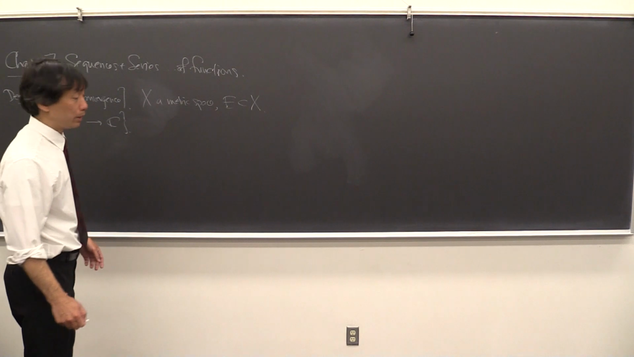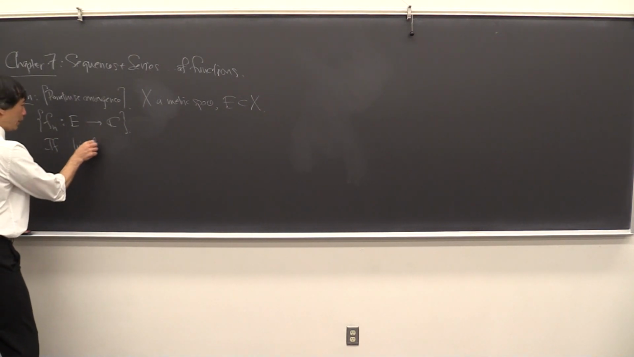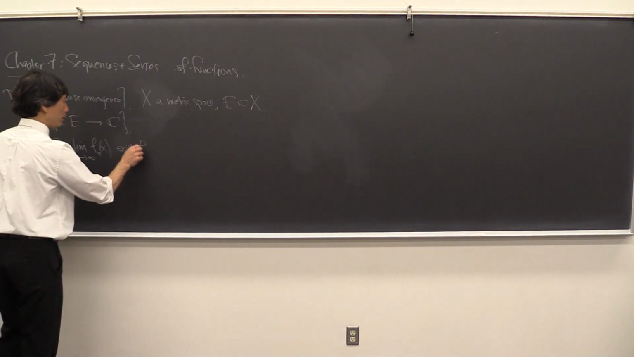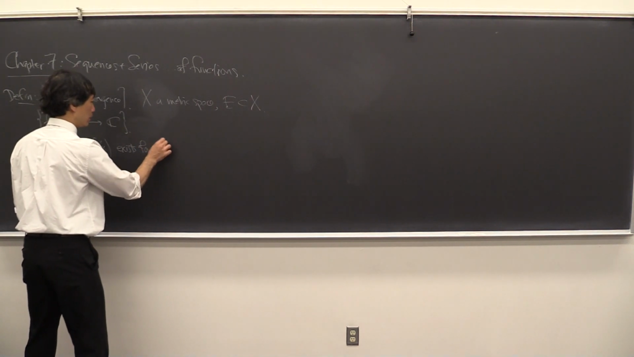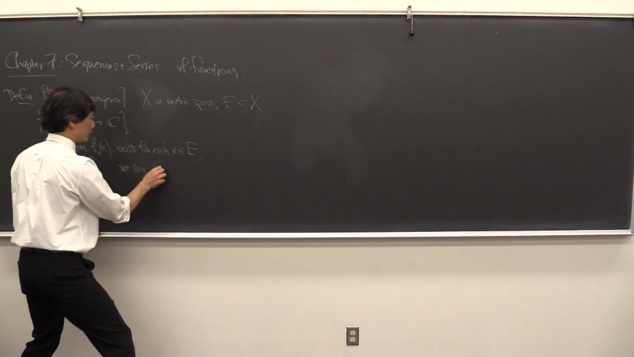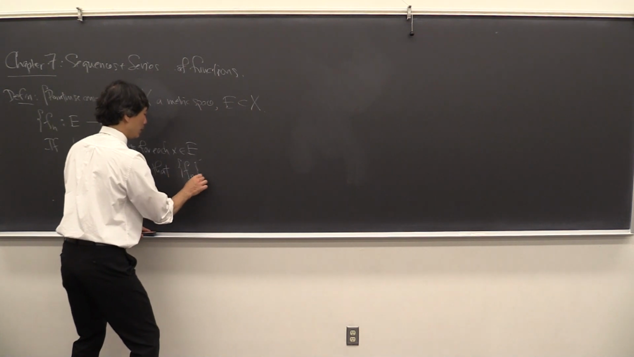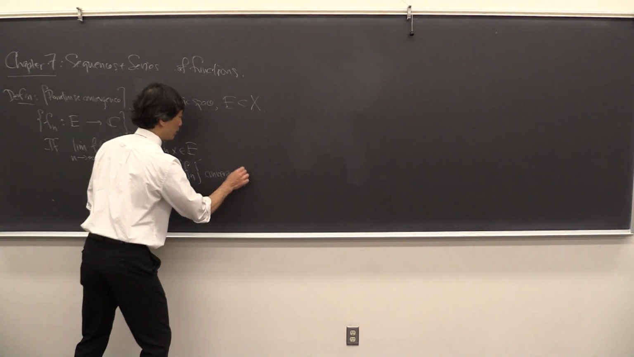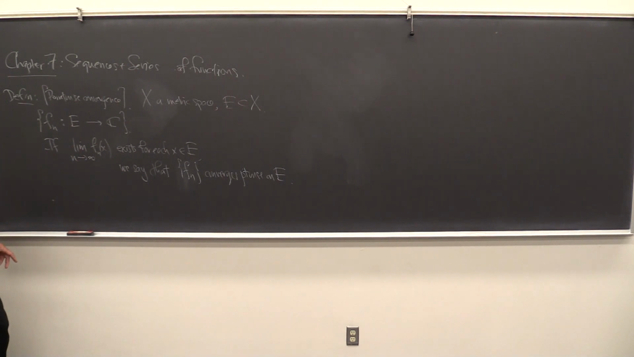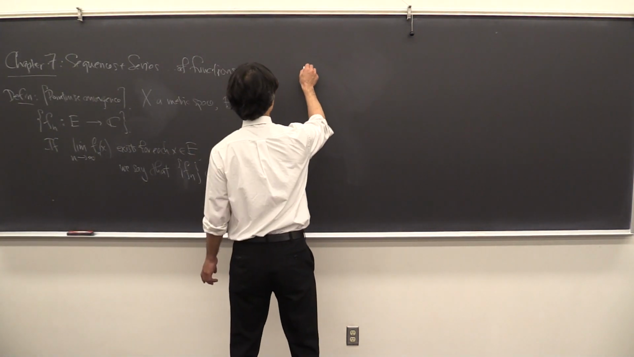Okay. So if the limit of f_n of x, as n goes to infinity, exists for each x in E, we say that this f_n converges pointwise on E. Okay, so it's not too fancy. Let me show you a picture.